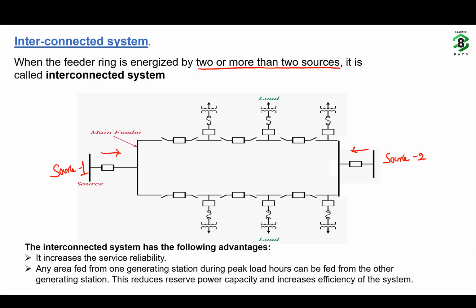So this interconnected system will be more helpful during peak load situations, because if the capacity of one of the generating stations or one of the sources is exhausted, then we can supply energy from source 2. So with this, what are we going to achieve? This reduces the reserve capacity and increases the efficiency of the system.